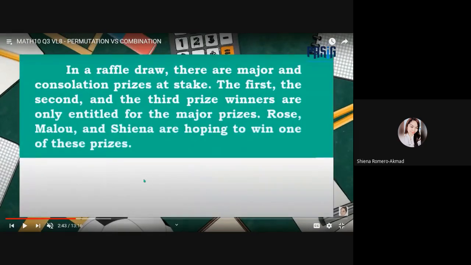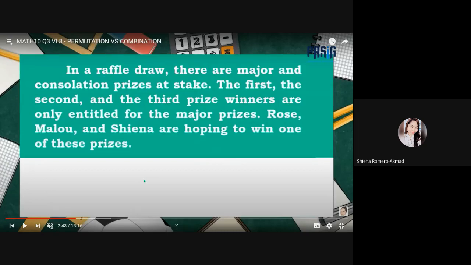Let us look at the given situation. In a raffle draw, there are major and consolation prizes at stake. The first, the second, and the third prize winners are only entitled to the major prizes. Rose, Malu, and Sheena are hoping to win one of these prizes. So ang tinitingnan natin is raffle draw. Meron tayong mga major prizes at syempre consolation prizes as usual. Yung tatlong person na involved dito, they are hoping to win these prizes.